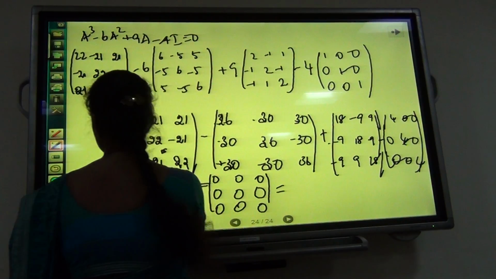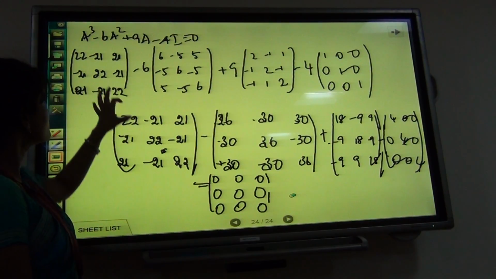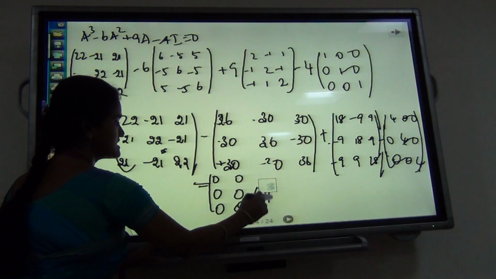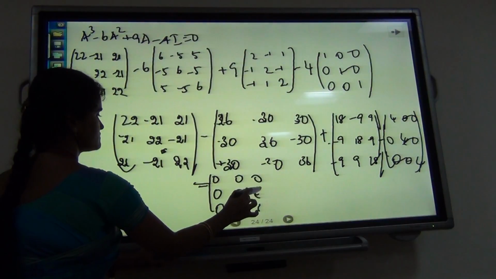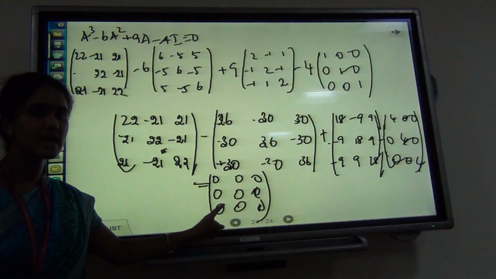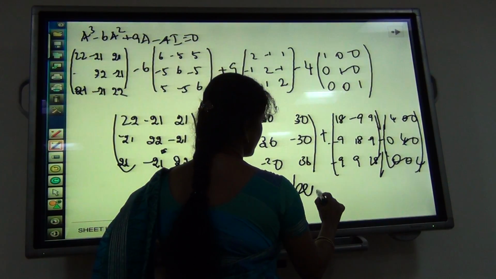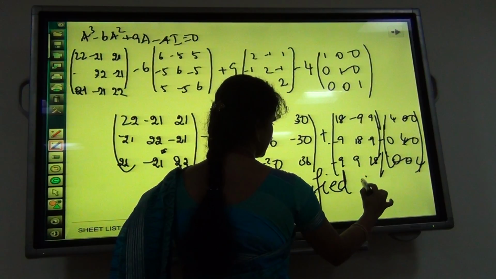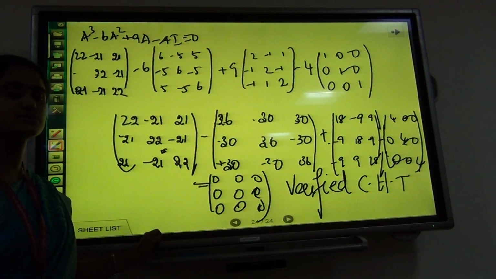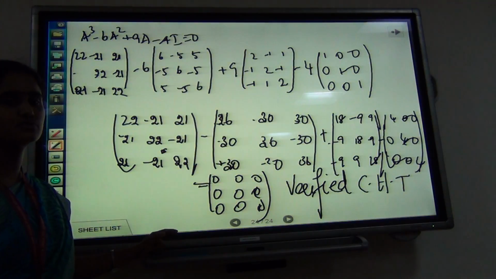This is nothing but, in terms of the matrix form, we proved that A cube minus 6A square plus 9A minus 4I is equal to 0. So it means it satisfies its own characteristic equation. So we have verified the Cayley-Hamilton theorem. The Cayley-Hamilton theorem says a square matrix satisfies its own characteristic equation. We were able to find the Cayley-Hamilton statement is true for this matrix.